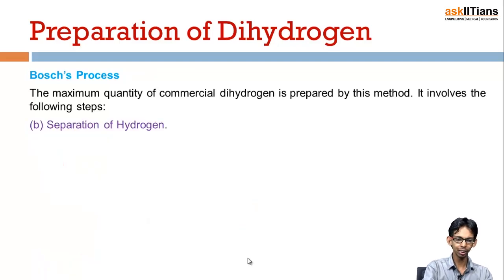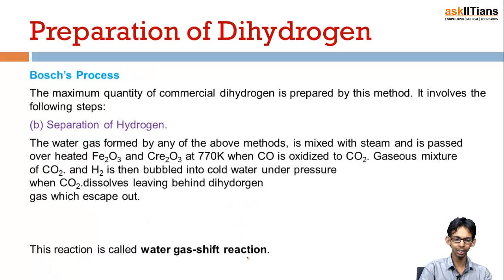The next step is the separation of hydrogen from the water gas. This water gas is mixed with steam and passed over heated iron oxide or chromium oxide at 770 Kelvin. So what happens is that carbon monoxide is converted into carbon dioxide.